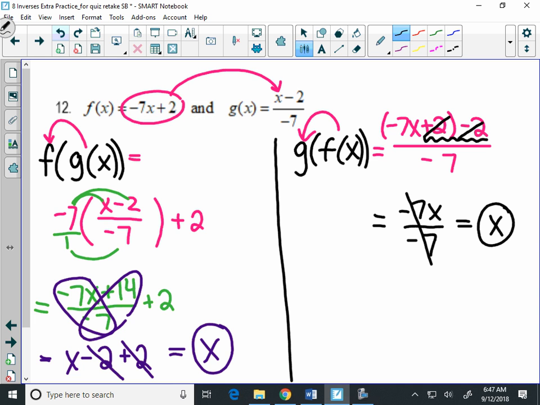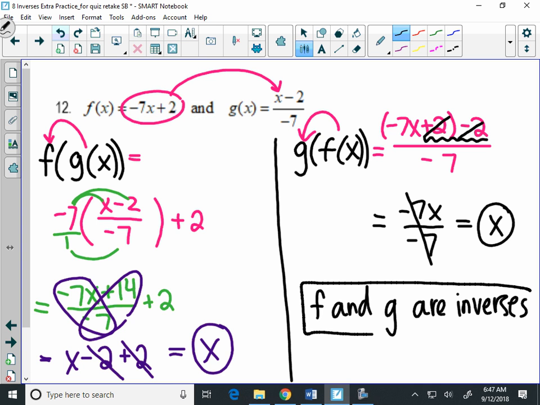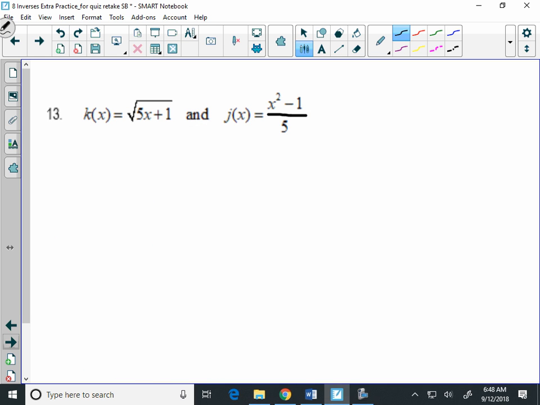Because both compositions give you a result of x, you can say that f and g are inverses. And you just did a proof that said that f and g were inverses of each other. So again, be careful with how you cancel things off. Last problem we're going to do for you here.